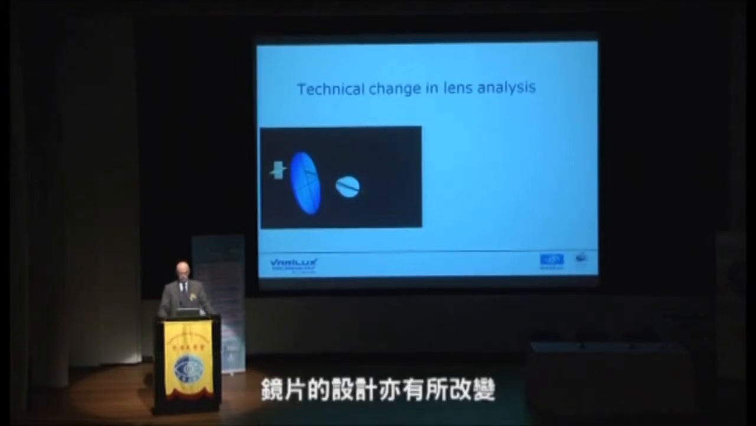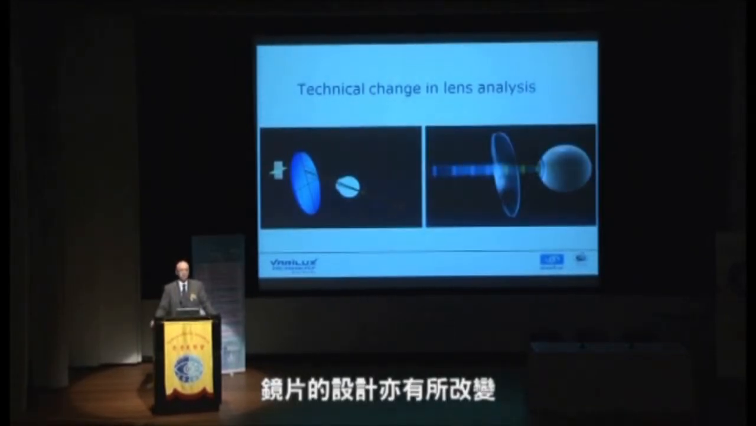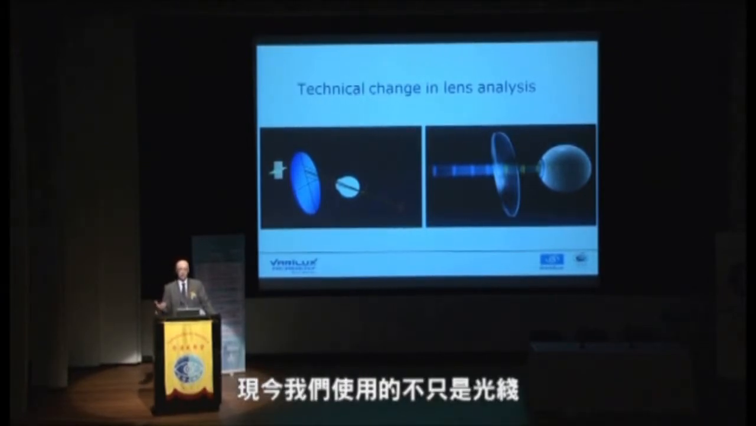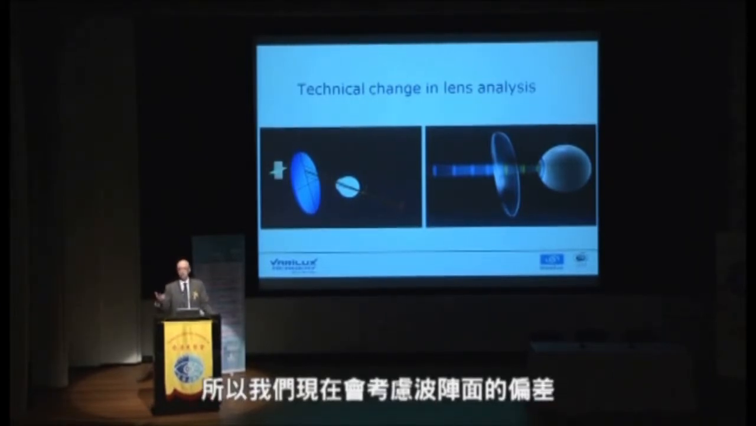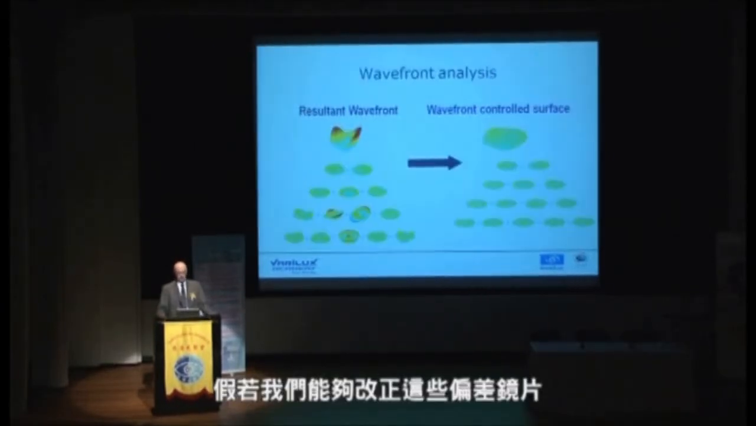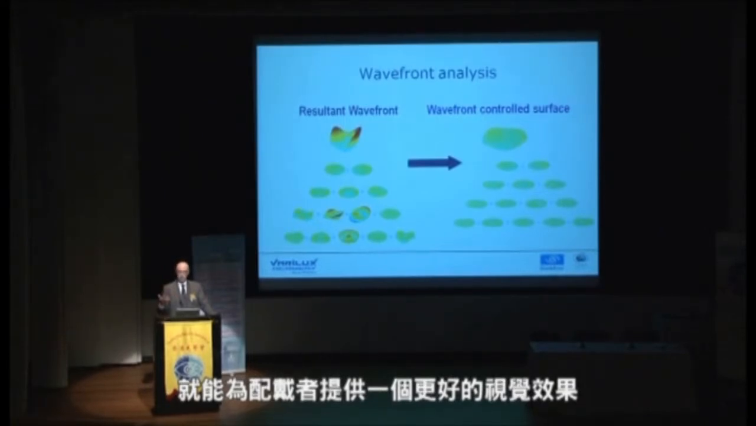There's also been some changes in the approach to lens design. The traditional approach has been to use ray tracing, Snell's law. And more recently, we've now moved into a period where we're looking at not just rays of light, but pencils of light, and in particular, wave fronts. So instead of the normal aberrations that we all are used to, Seidel aberrations of lens form, we now have wavefront aberrations that we can take into consideration. If we can correct these aberrations, we have a lens that will produce a much better optical effect for the wearer.